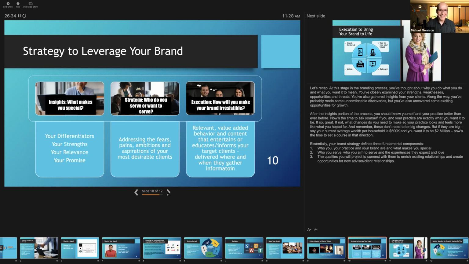Okay. So Sam's wondering if you could briefly talk about how the insights that you're gathering through these initial stages, looking at your values, polling your clients and things along those lines, you turn all that information into a strategy. I can see the execution of bringing your brand to life is the next slide. But how do you convert all this information you've gathered into a brand strategy? Right.